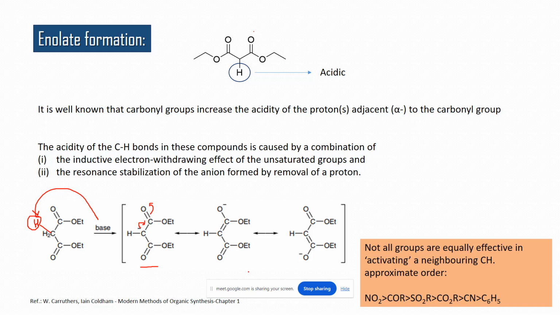Now, why is this called enolate? The "ene" comes from the formation of a double bond, and the "ol" comes from the formation of a hydroxy group, like an OH group. So it is called enol.